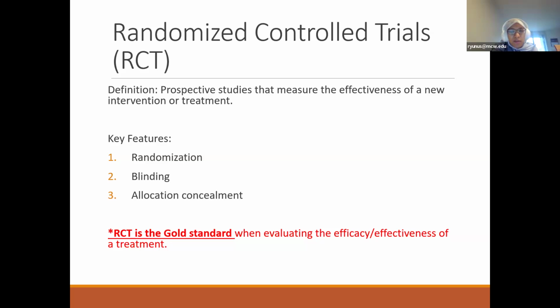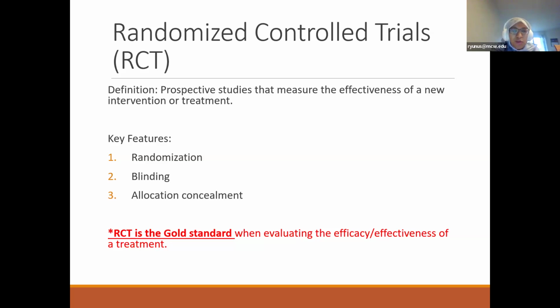Now, what is RCT? So RCT is also a sort of a type of prospective study, right? Because if you think about it, it is a clinical trial, basically, where you introduce a certain drug or a new therapeutic measure, and then you reassess your patient after a period of time to see whether that drug or treatment is effective or not. So in a way, you're looking to the future. You're waiting for something to happen, right?